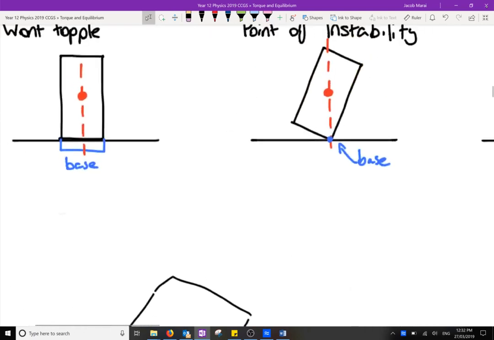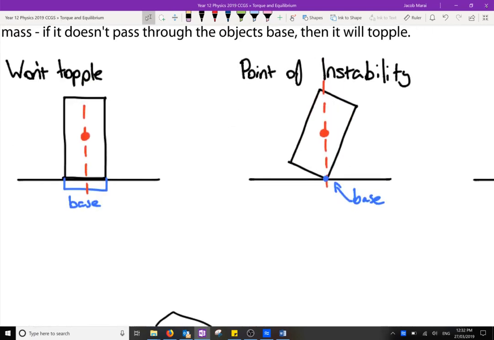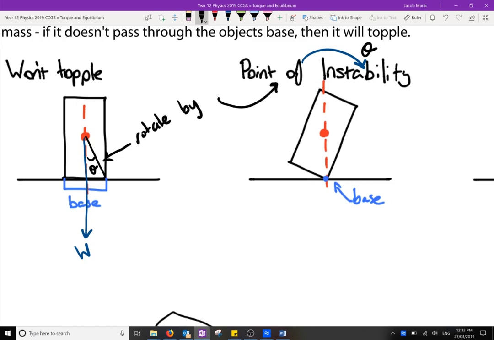I'd like you to consider these diagrams. What we need is a little bit of geometry. So our weight force, yes, if it goes through the base, then it is stable. Okay? If I wanted to rotate this object such that its weight force was directly above that pivot and get it to a point of instability, I would have to rotate it by the same theta. All right? That theta there, rotate by, and we get to that point.